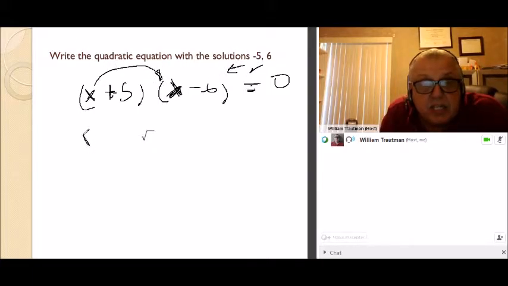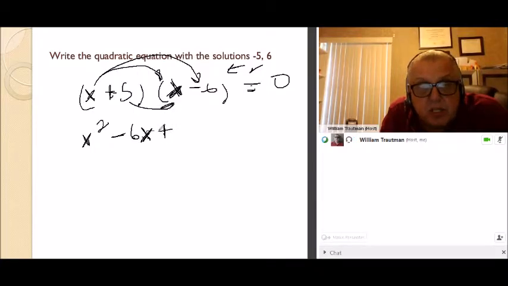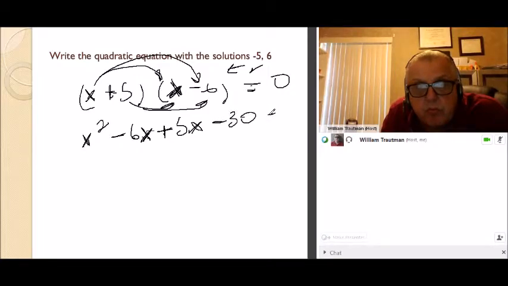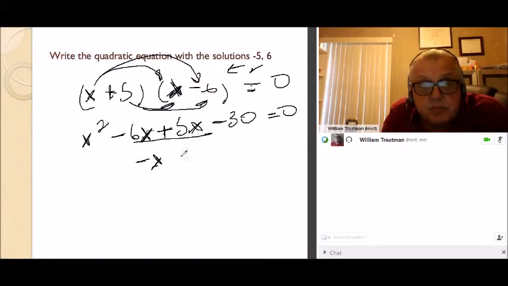X times x is x squared. X times a -6 is a -6x. 5 times x is a positive 5x. 5 times a -6 is a -30. We can combine these two. -6 and a +5 is a -1x.